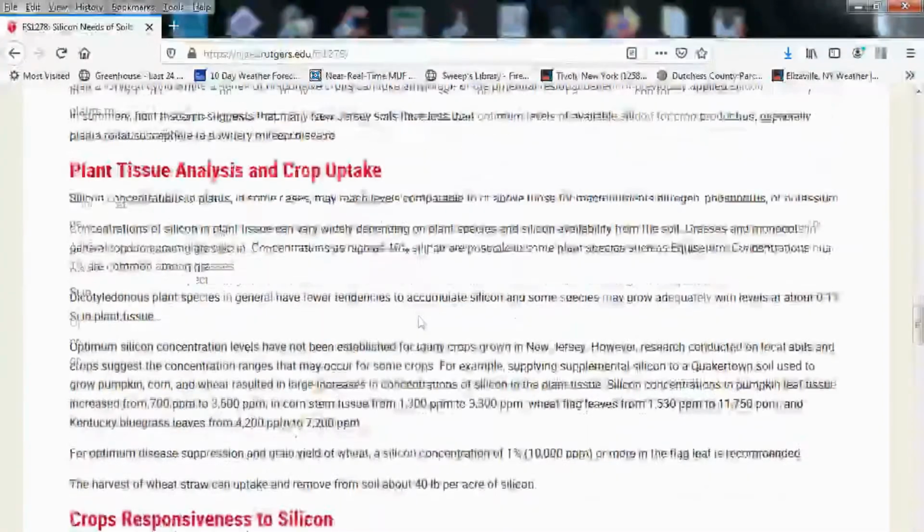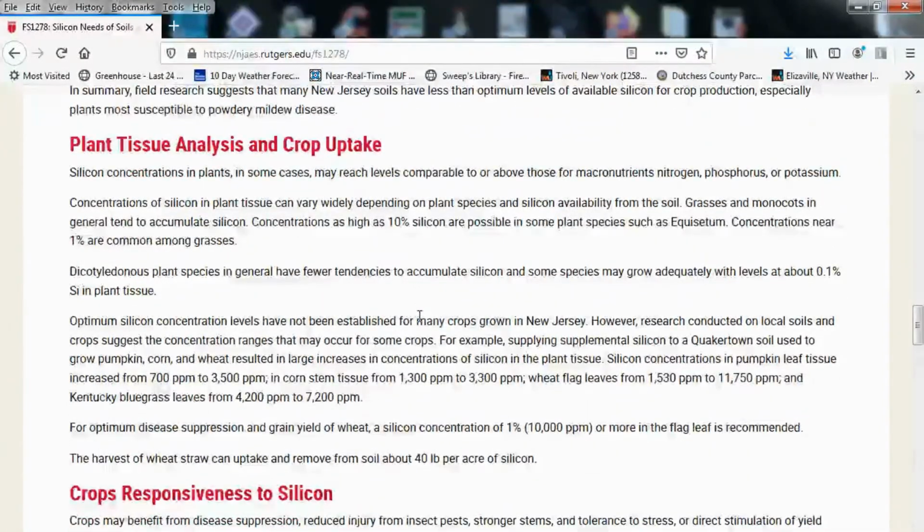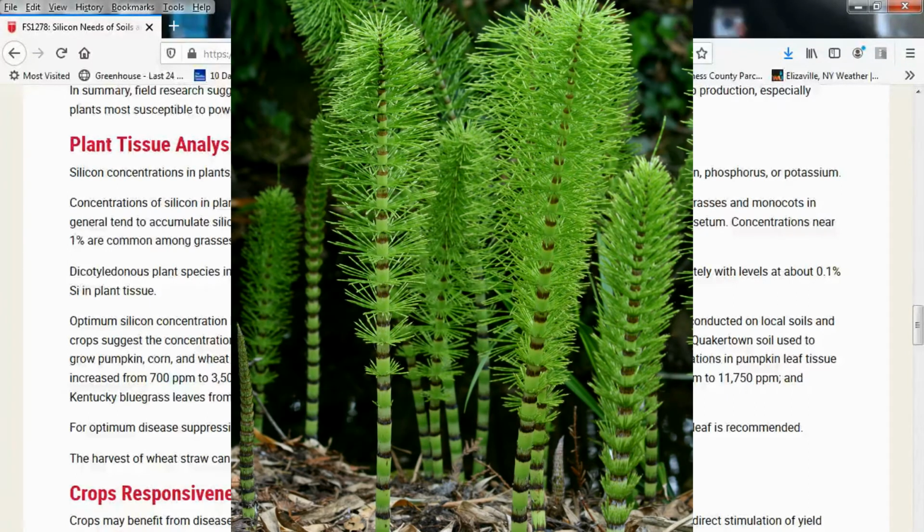Plant tissue analysis and crop uptake. Silicon concentrations in plants, in some cases, may reach levels comparable to or above those for the macronutrients nitrogen, phosphorus, or potassium. Concentrations of silicon in plant tissue can vary widely depending on plant species and silicon availability from the soil. Grasses and monocots in general tend to accumulate silicon. Concentrations as high as 10% silicon are possible in some plant species such as Equisetum. Concentrations near 1% are common among grasses.